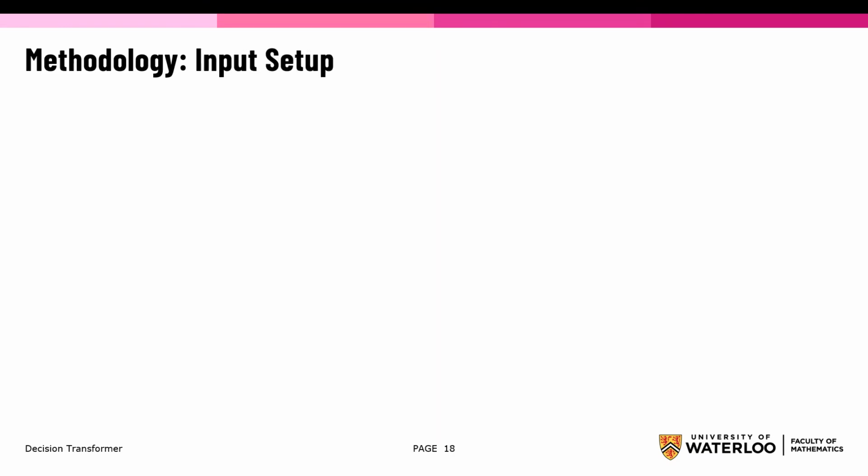Let's start with the input setup. Similar to upside down RL, we would like now to change the perspective. So instead of maximizing the sum of rewards, we now want to condition a behavior function on the target return that we want and predict the action that should be done.